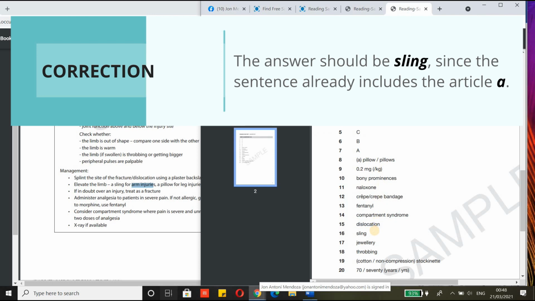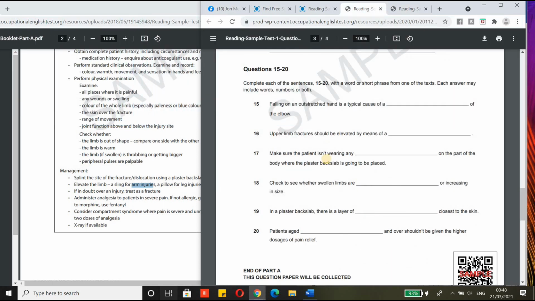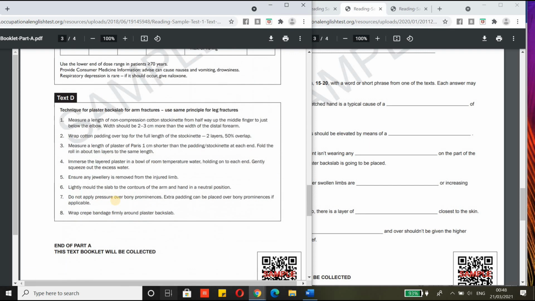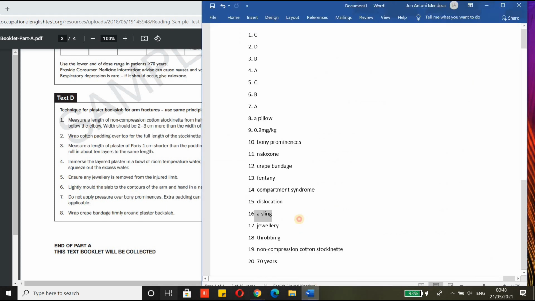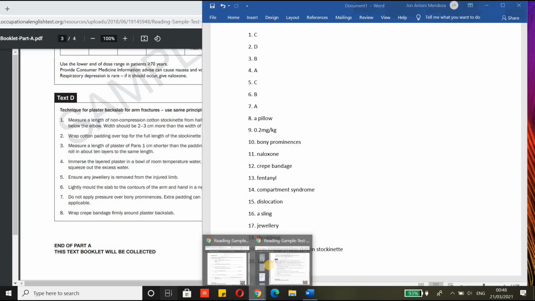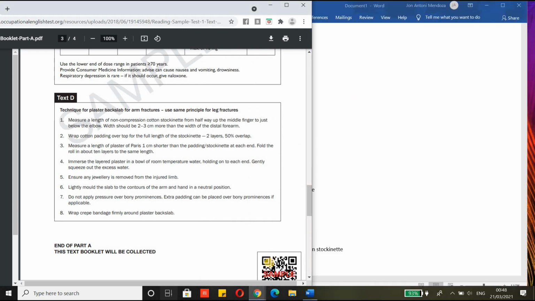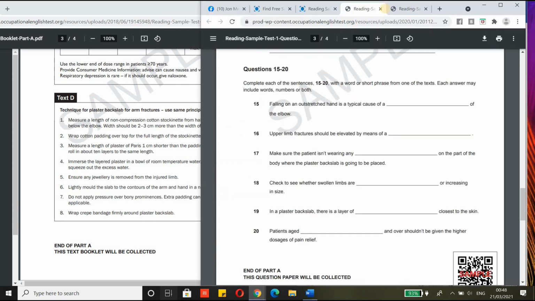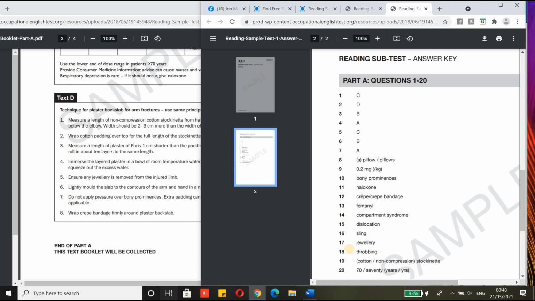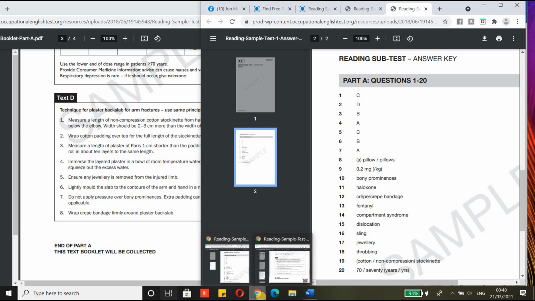Make sure the patient isn't wearing any blank on the part of the body where the plaster back slab is going to be placed. According to text D, ensure any jewelry is removed from the injured limb. So I've put jewelry, and the answer should be jewelry. Jewelry.